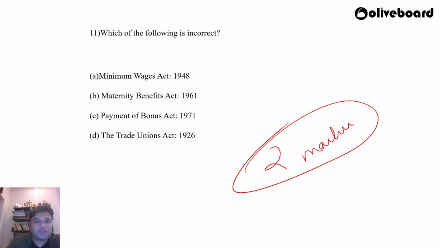ठीक है. So which of the following is incorrectly matched? The Minimum Wages Act 1948, Maternity Benefit Act 1961, Payment of Bonus Act 1971, the Trade Unions Act 1926. Right? Prashant feels the answer is B. Parshuram feels the answer is C. Varnika feels the answer is C. So I can see that a lot of you are going with C, whereas Vishal feels the answer is D.